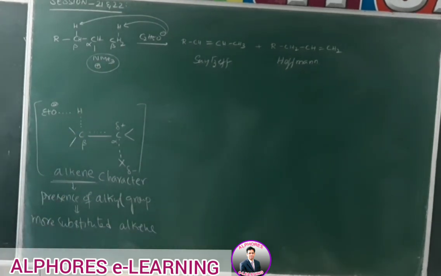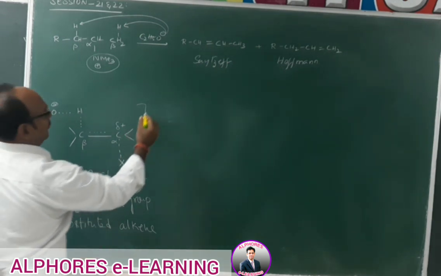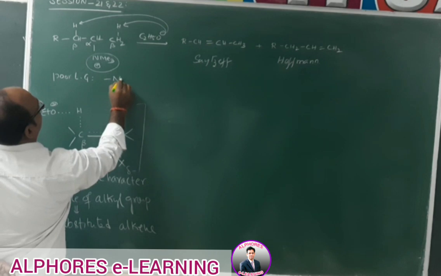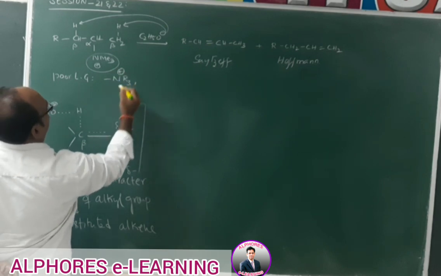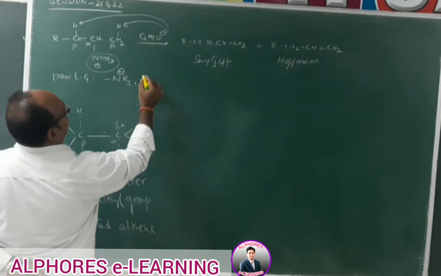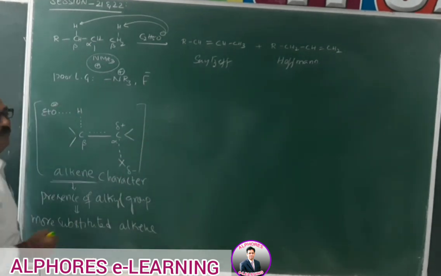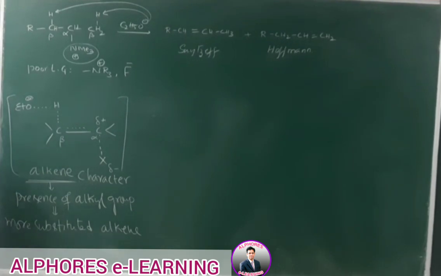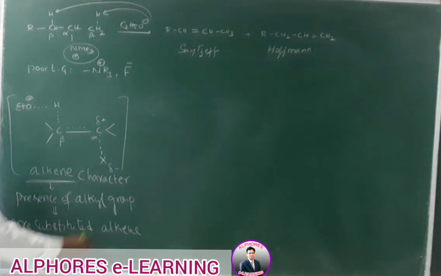If the leaving group is a poor leaving group, what are other poor leaving groups? If you observe, NR3 plus, which we call quaternary ammonium salts, and fluorine are also poor leaving groups. So when leaving groups are poor, like NR3 plus, meaning quaternary ammonium salt, or F minus, etc.